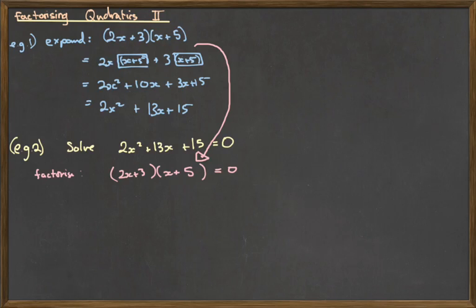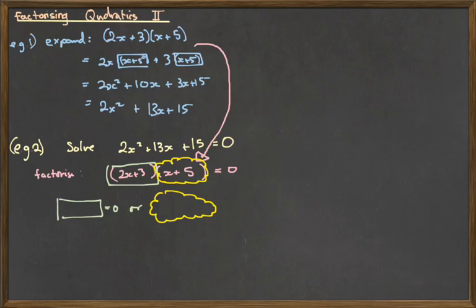In a moment we'll look at how we would have done that if we didn't know that was the factorised form. Continuing then, we know from the previous video we could put this in a box and this in a bubble. So we know that if we have box times bubble is 0, that means that box is 0, or the bubble is 0. The box in this case is 2x plus 3, and the bubble is x plus 5.